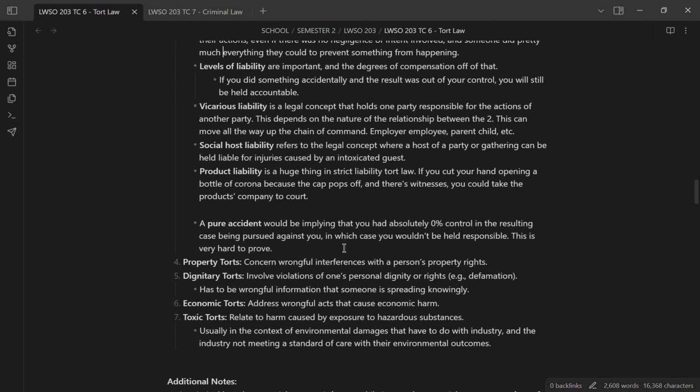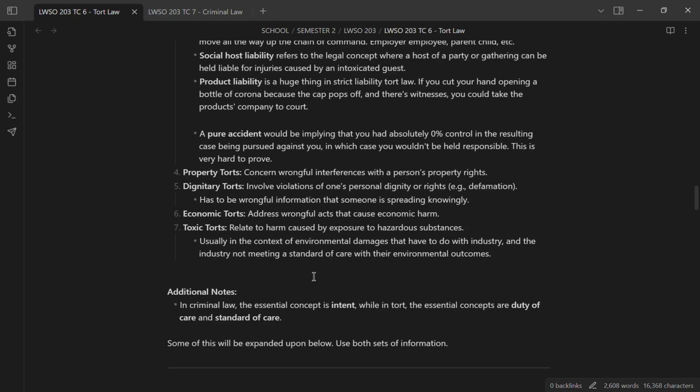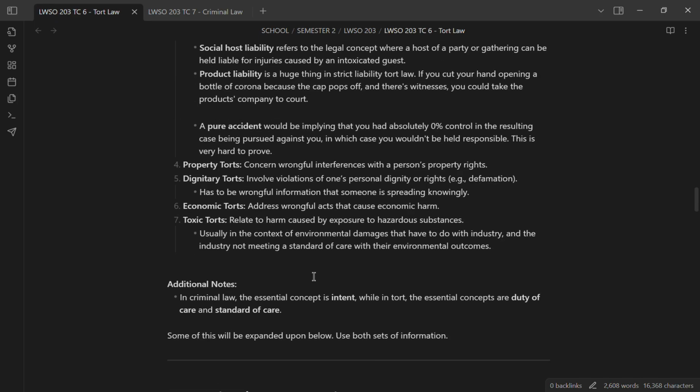Property torts. So we've moved on from unintentional, we've moved on from intentional, we've moved on from strict liability and the levels of liability and the different types of liability, and we're looking at property torts. These are going to come quick. Property torts concern wrongful interferences with a person's property rights. We have dignitary torts, which involve a violation of someone's dignity or rights, for example, like defamation. Within dignitary torts, it has to be proven that there is wrongful information that someone is spreading knowingly that is violating their dignity or their rights.